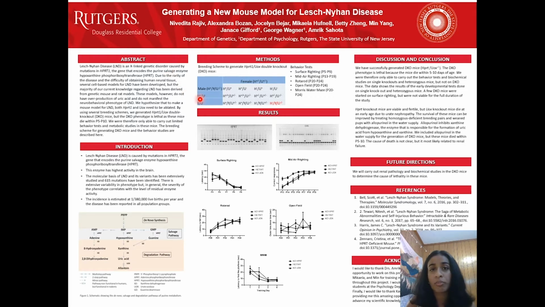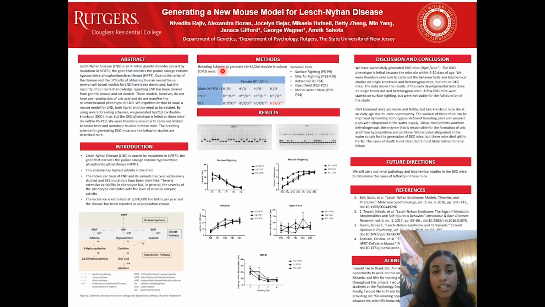Because of the neurobehavioral phenotype, this disease has been difficult to characterize, and most of our knowledge comes from rodent models. However, these rodent models are not sufficient in that they do not show the overproduction of uric acid and the neurobehavioral phenotype. We think this might be because of the presence of urate oxidase in mice, which is an enzyme that converts uric acid to allantoin, a soluble compound that is excreted through urine. So we hypothesize that to create an effective mouse model, we need to knock out both Hprt and urate oxidase.